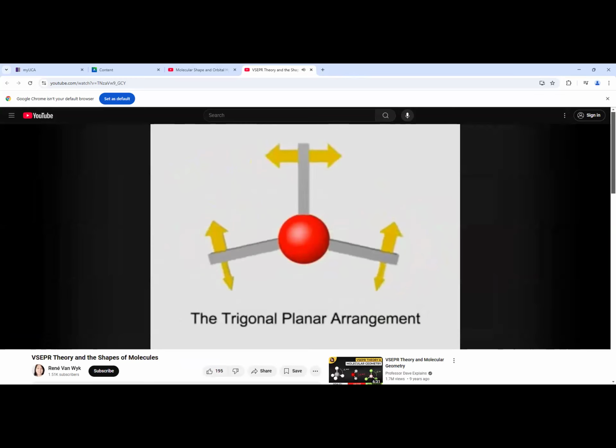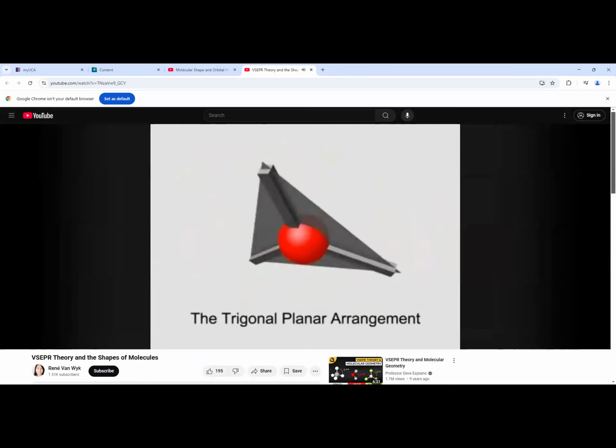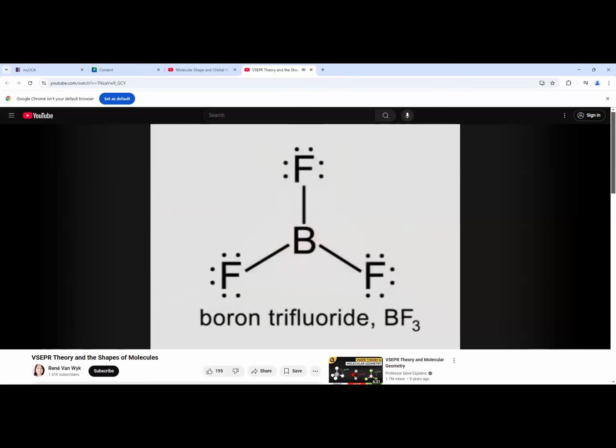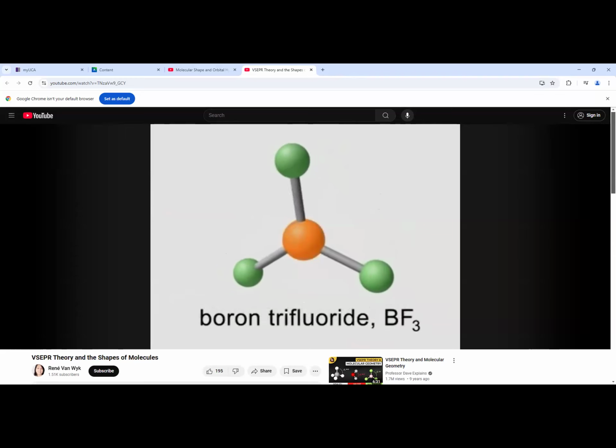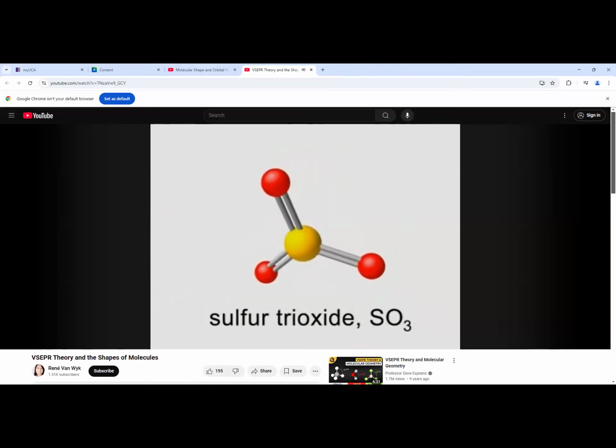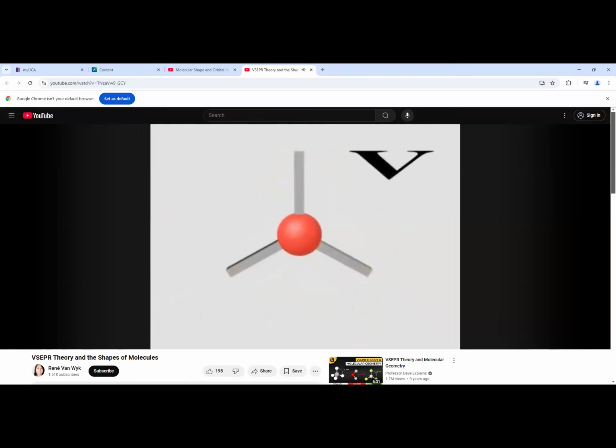Three negative groups attached to a central atom attain minimal repulsions in the trigonal planar arrangement, which has an ideal bond angle of 120 degrees. We observe this angle in molecules with three identical groups, such as boron trifluoride and sulfur trioxide. Molecular shape is determined by the positions of atoms, not electron pairs. Therefore, if one of the electron groups is a lone pair, the molecular shape is not trigonal planar, but bent or V-shaped.